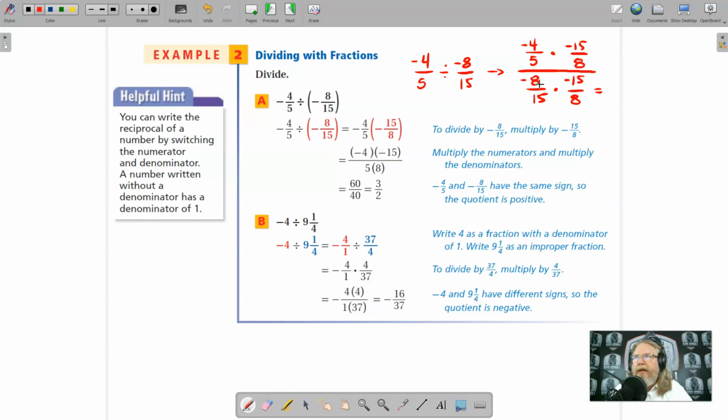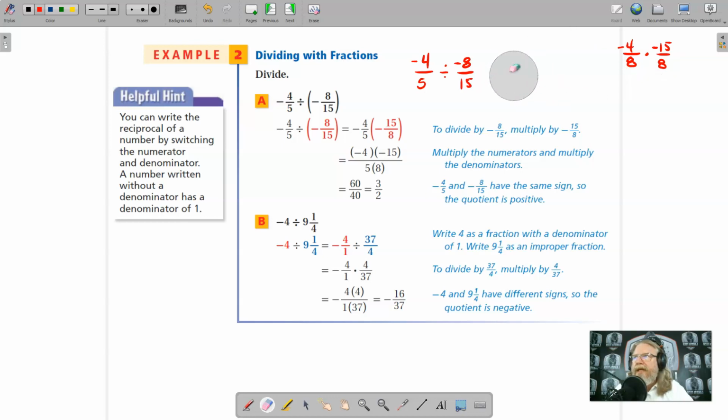Now, down here, these are reciprocals of one another, so they're going to equal 1, right? Let's just kind of move all this over here. Those are going to equal 1. Now, what do we have up here? We have negative 4 over 5 times negative 15 over 8. And we know that anything over 1 is equal to itself, so we can just get rid of this part here. Correct? Now, look what's happened.